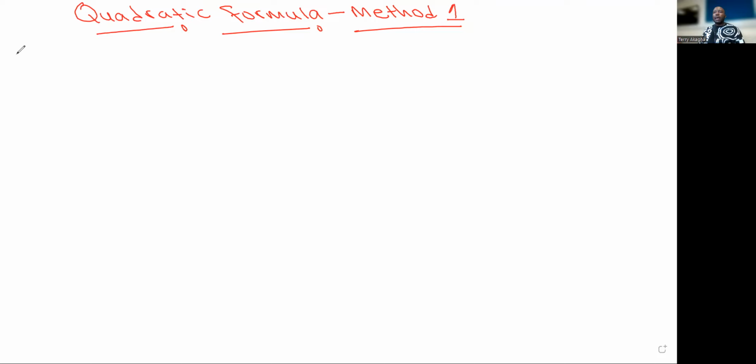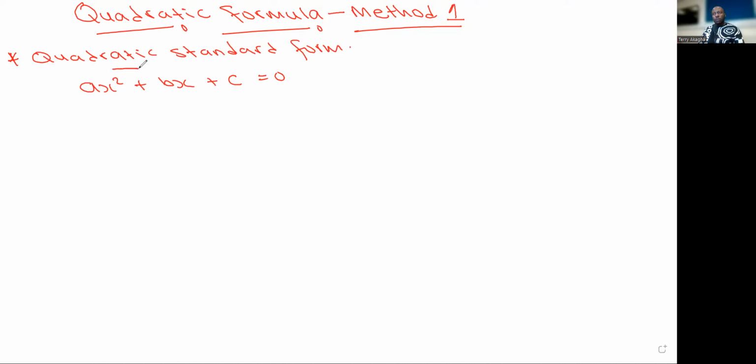But just a quick reminder, if you remember in the first video, I said the quadratic standard form has a form of ax squared plus bx plus c is equal to 0. The A stands for the quadratic coefficient, the B stands for the linear coefficient, and the C stands for the free term. So it's important that you don't miss previous videos, okay?